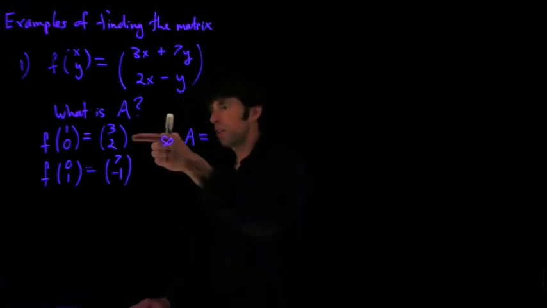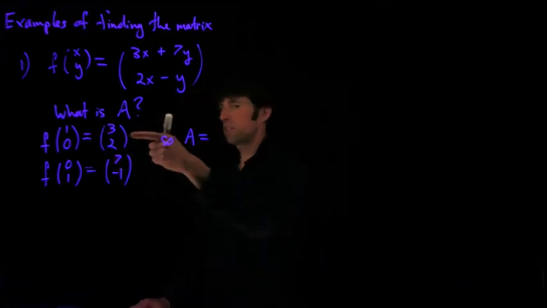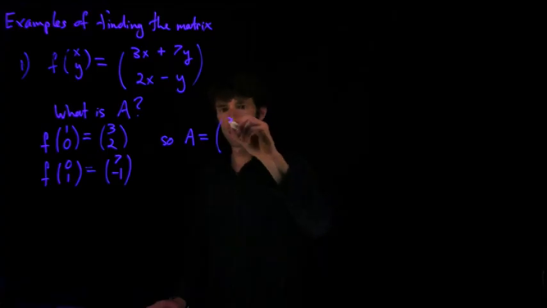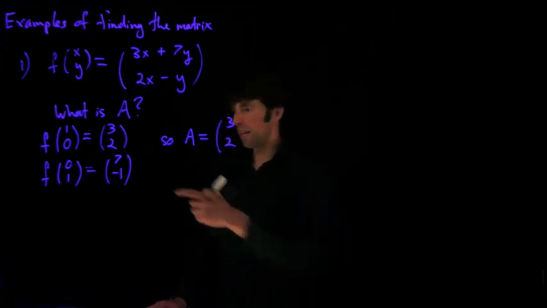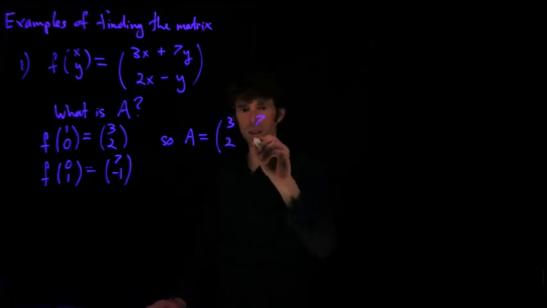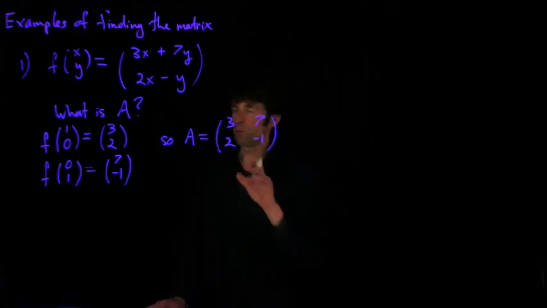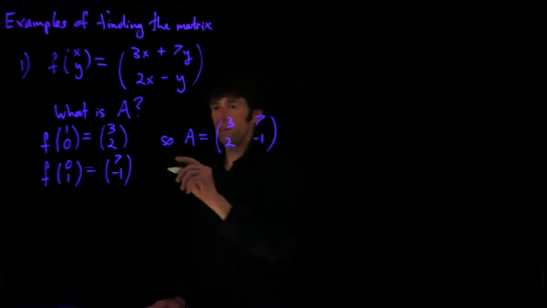So this one gives me its first standard basis vector. So this is the first column of my A matrix, 3, 2. And the second column is this vector. So this is 7, minus 1. So there I've worked out what the matrix is for this.